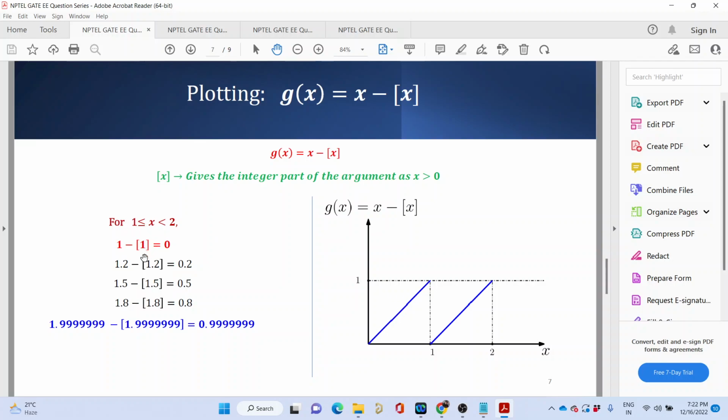Let us look for a value of x which lies between 1 and 2. Again, I have conducted the same operation. 1.2 minus floor of 1.2, and floor of 1.2 is going to give you 1. So you're going to get only the fractional part, that is 0.2. 1.5 minus floor of 1.5: floor of 1.5 returns a value of 1, so 1.5 minus 1 returns 0.5. So you are getting the fractional part.